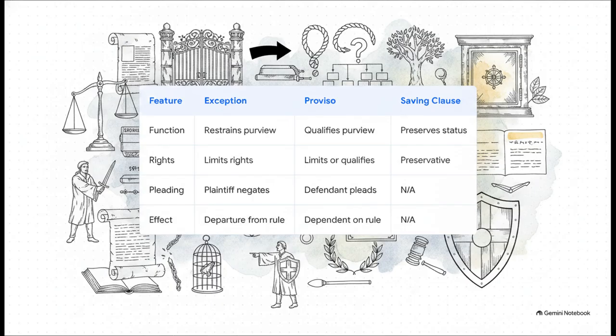Finally, the effect. With an exception, the rule simply doesn't apply to that particular aspect. With a proviso, it remains dependent on the main enactment. It's construed in relation to the main rule, and you can't just completely detach it.